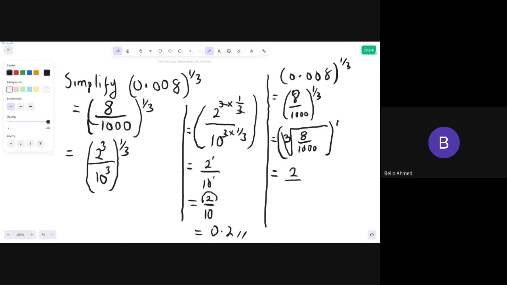Also, what is the number that will multiply itself to give 1,000? It is actually 10. 10 times 10, 100. 100 times 10, 1,000. So it is 2 over 10, which actually gives us 0.2.